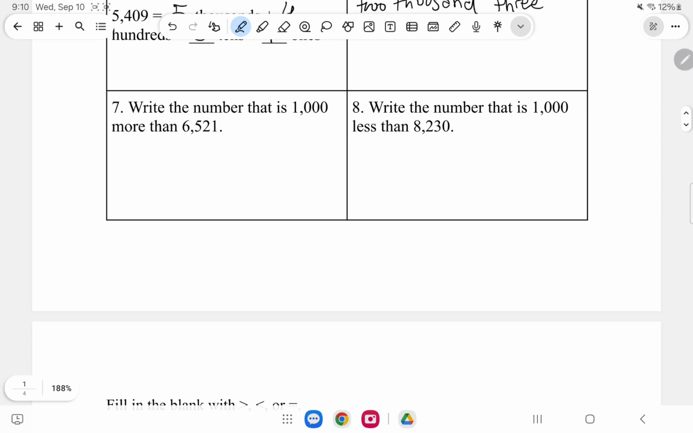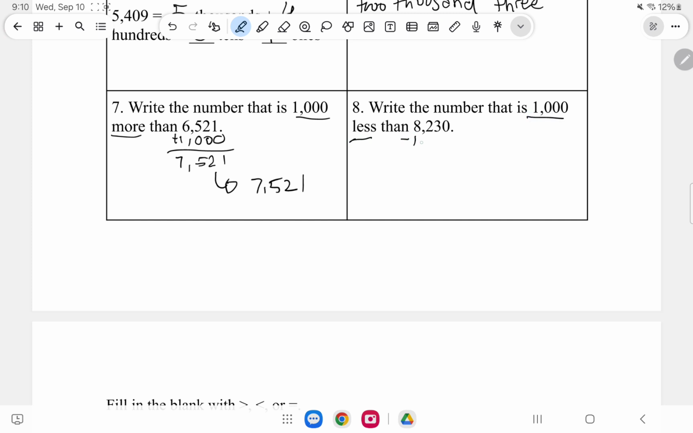Write the number that is 1000 more than 6521. So 1000 more means plus 1000. We're adding 1000. So we're just going to do our addition, which means that 7521 is the answer.